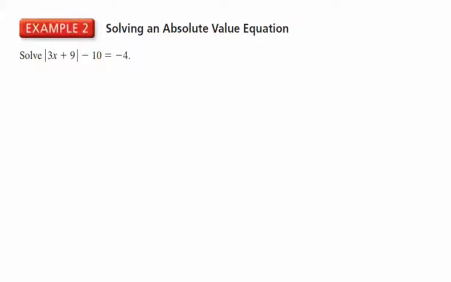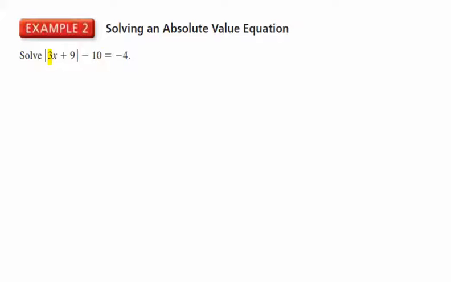In this video, we're going to continue to look at examples of solving absolute value equations. This time the equations are a little bit more complicated than the ones that we saw at the beginning of the lesson. If you look at example 2, you see a couple of things that might make this more interesting. The first one is that we are multiplying x by 3.